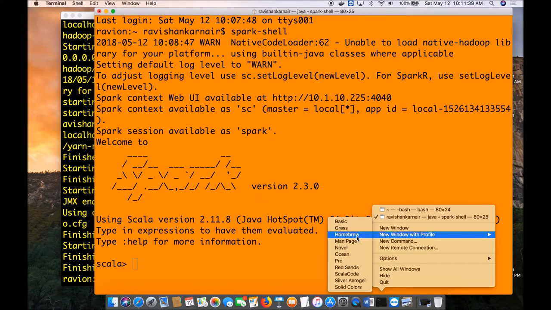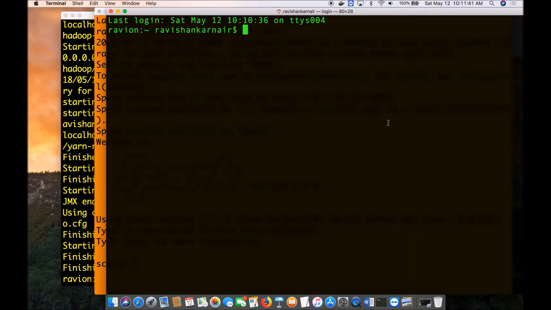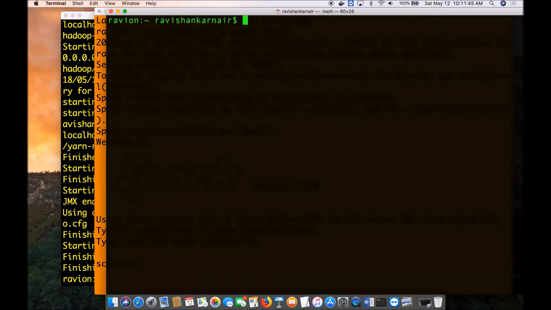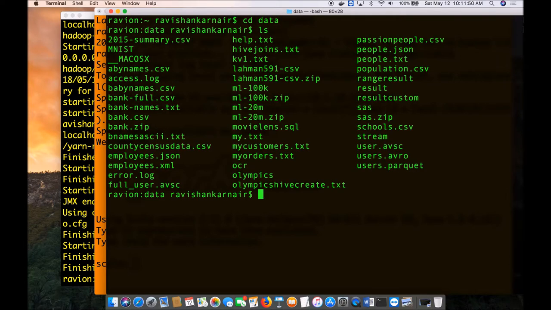I am going to open another window. And inside this window, I have got a data folder. If you look at CD data, and then if you look at LS, I have got a lot of data here. Okay. My favorite, babynames.csv. So, there are so many files there.